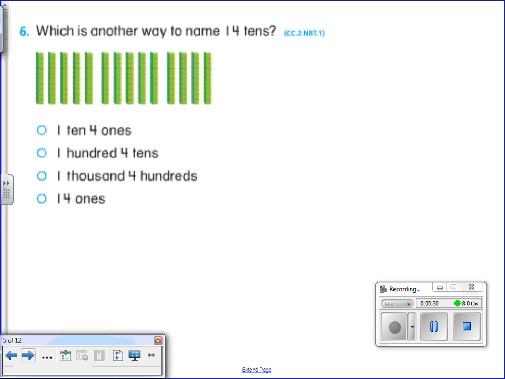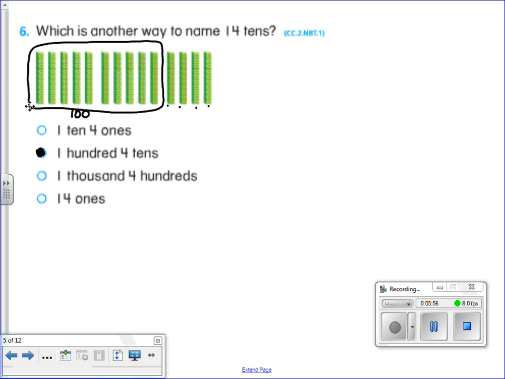Which is another way to name 14 tens. What's the strategy here? What should I do first before I answer the question? Olivia? You should circle the 10. You should circle 10 tens. Excellent. And then it will make 100. Great. So we have 100 and then how many left over? Go ahead, Olivia. 100 and 4 tens. That's the one. Look at the other choices. Always a good idea. 110 and 4 ones. Definitely not. 1,000. Nope. And 14 ones. No.